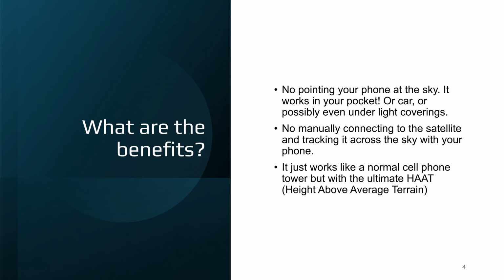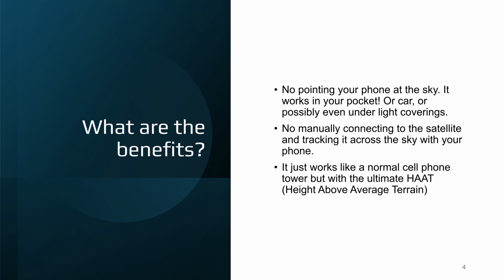What are the benefits? So I alluded to this earlier, but with the Starlink constellation doing this for our cell phones, you don't have to point your phone at the sky. It does need to really be outside, but reports have had it working in your car or possibly even under light roofs, sometimes in homes. People haven't really got that great of results with it inside buildings, but it really works very well in your pocket, though, while you're outside hiking.